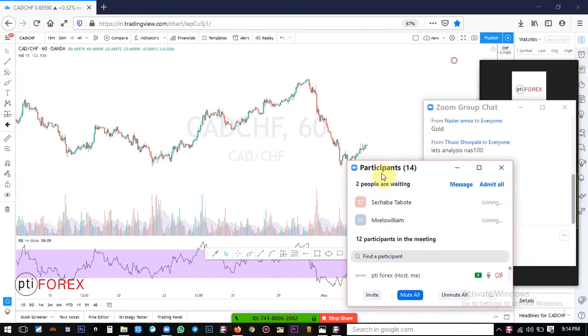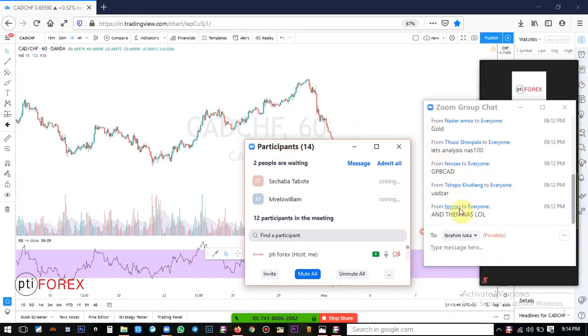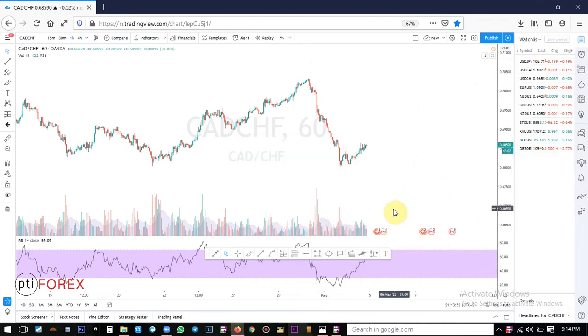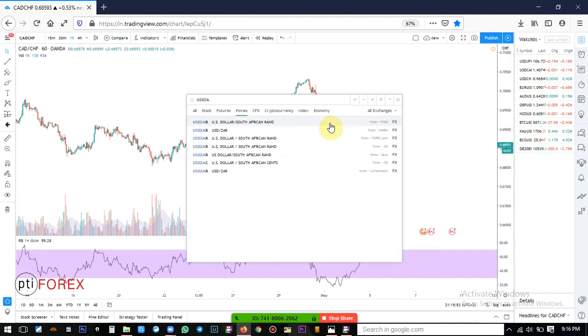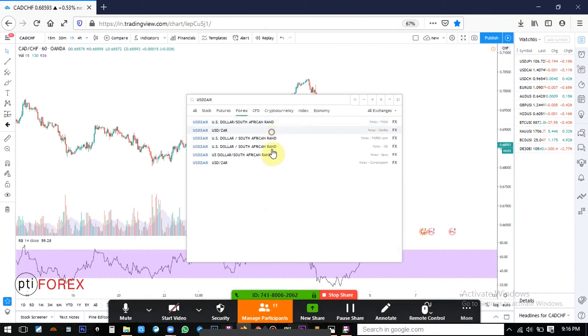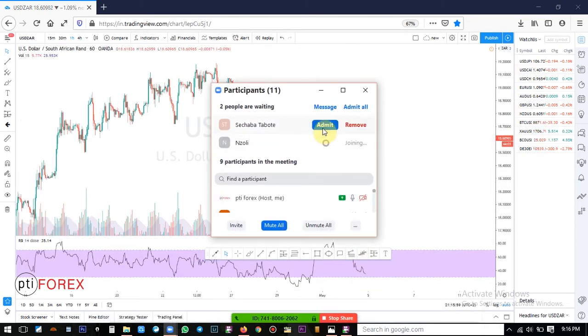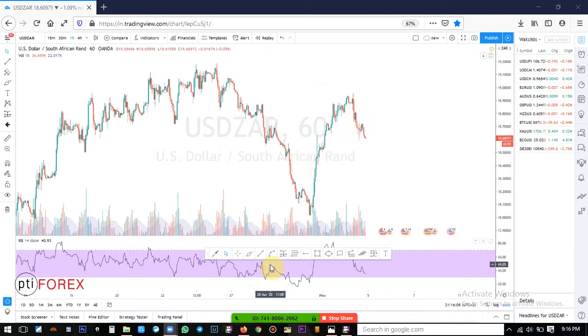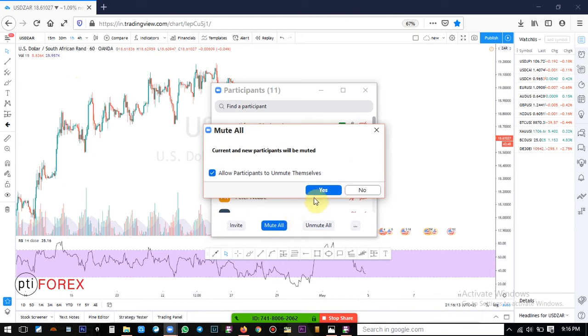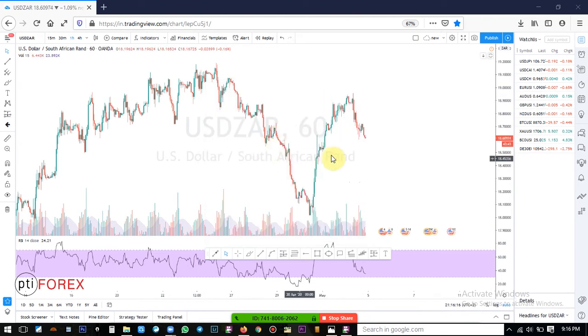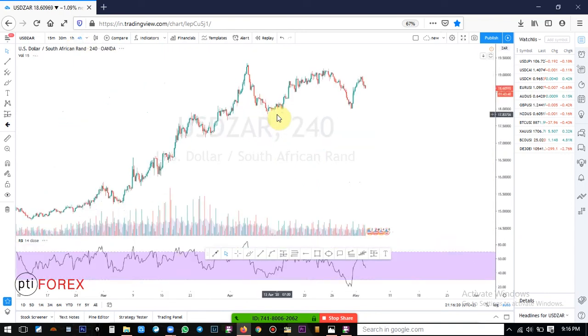Okay, I think we should start with USDZA and then GBPUSD. But I hope everyone can see my chart. So yeah, let us start with USDZA. Let us make sure that all our microphones are muted. So here, let me just open my higher time frame, which is the 4-hour.